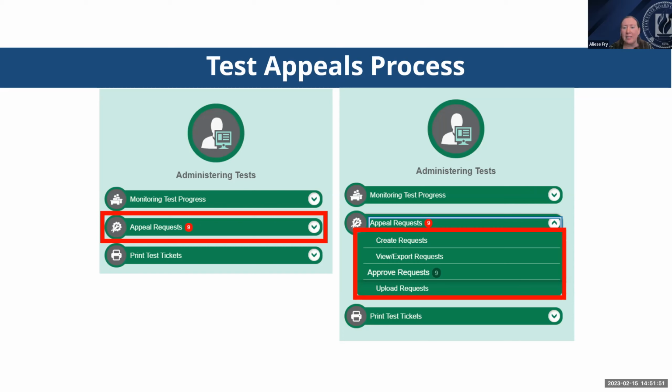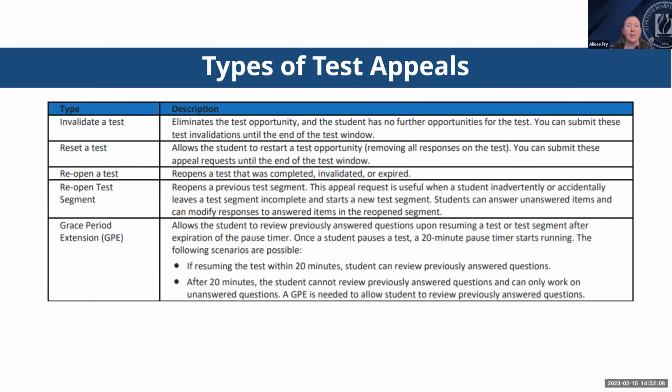These need to be submitted at least 1 day prior to the end of the testing window so that the student still has the opportunity to complete the test. Okay. Once it's been requested, LEA level users have to review the request and then either process or deny it, because there's a myriad of test appeals to choose from.